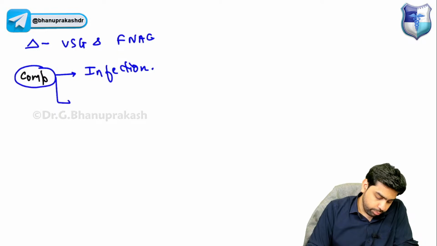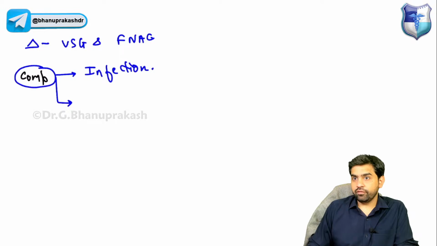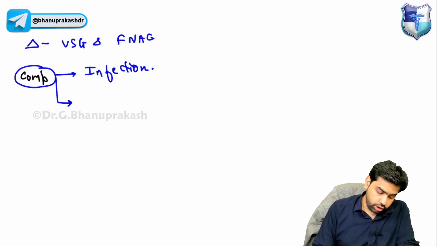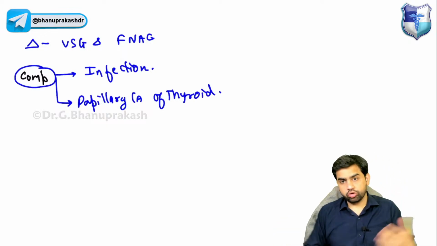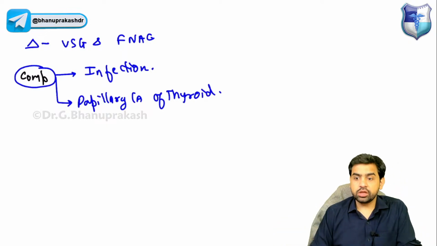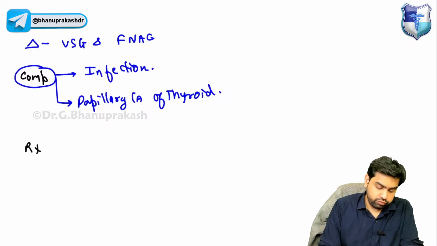Another important complication of this is malignancy. If there is a long-standing thyroglossal cyst, then we have the development of a papillary carcinoma of thyroid. Please try to understand over here. A long-standing thyroglossal cyst is a risk factor for papillary carcinoma of thyroid. Not every thyroglossal cyst is going to end up in this, but in a long-standing thyroglossal cyst, yes, there is a risk of development of papillary carcinoma of thyroid, and that is why we always have to operate on these patients.